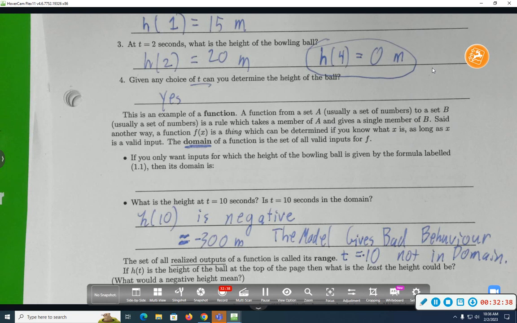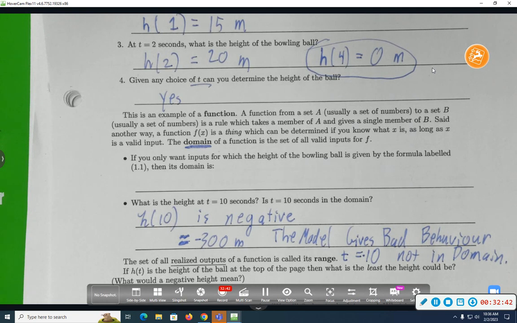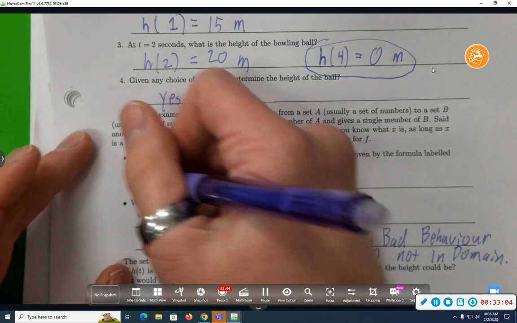In fact, the only times it should be in the domain are times starting when you throw it and ending when it lands. At what time did you throw the ball? T equals 0. That's how we assigned a time to be 0. At what time did we see that the ball lands? 4. So what does it look like the domain of this function is? Yeah. All values between 0 and 4. So I'll write that out exactly.